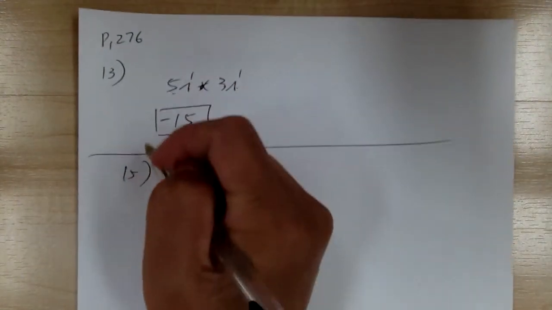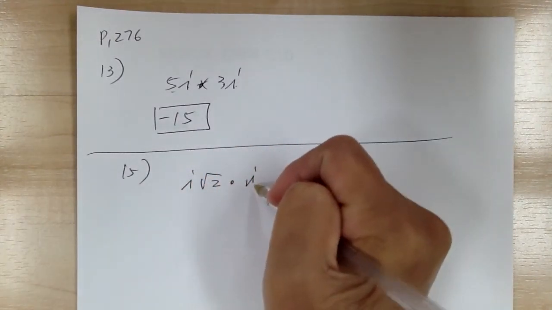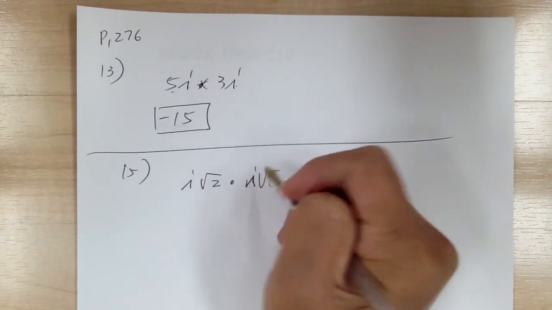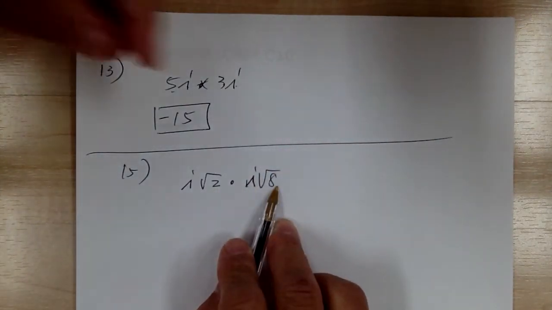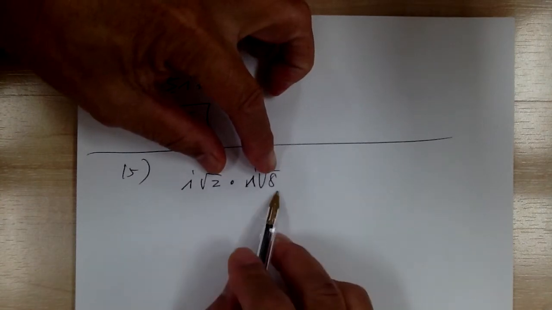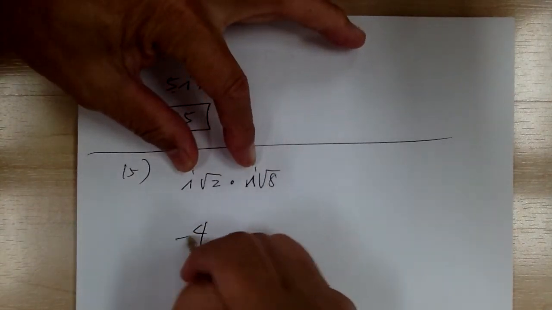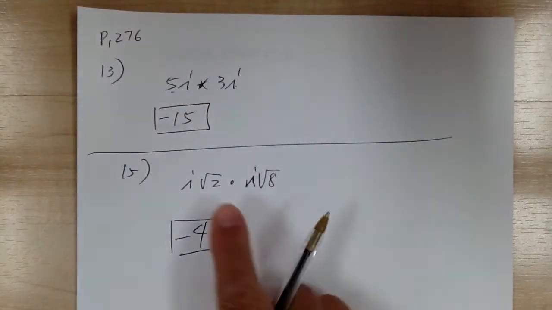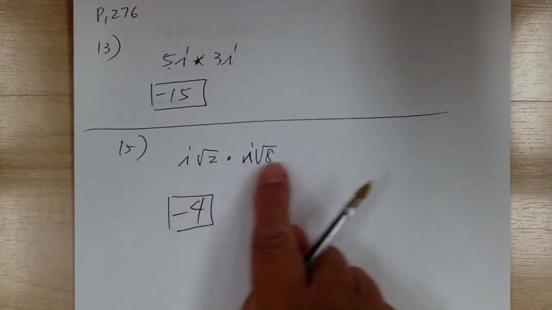Number 15. You have i square root of 2 times i square root of 8. Square root of 2 times square root of 8 gives you square root of 16, which is 4. i times i is negative 1, so the answer will be negative 4. Again, you multiply the same kind of numbers, radicand times radicand.